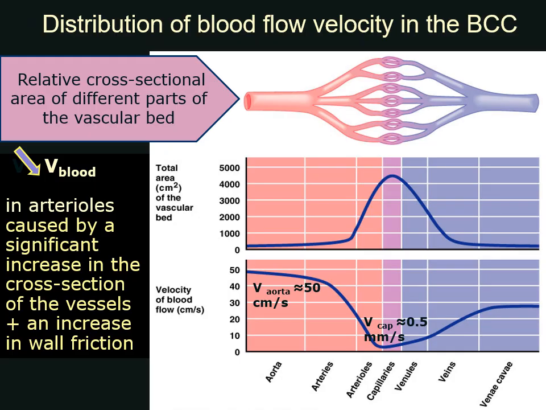Here is a schematic change of the two parameters that are marked in the condition of continuity of the jet for hemodynamics. Here are two graphs. The upper graph is a graph of the cross-sectional area distribution. That is, here is the total cross-sectional area of all vessels. Here it is, the aorta, almost near zero, then the branching arteries.